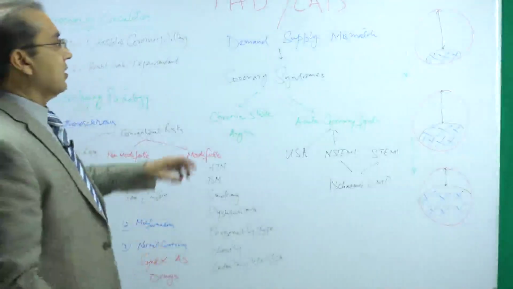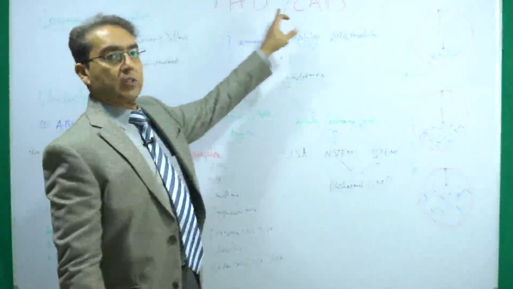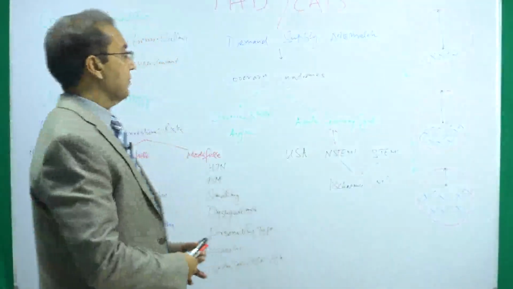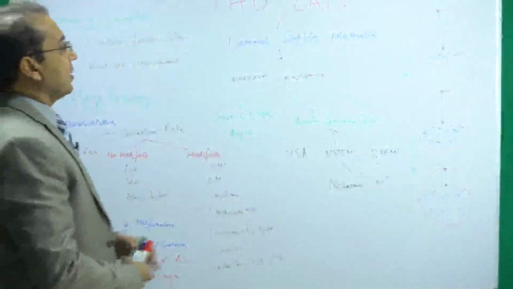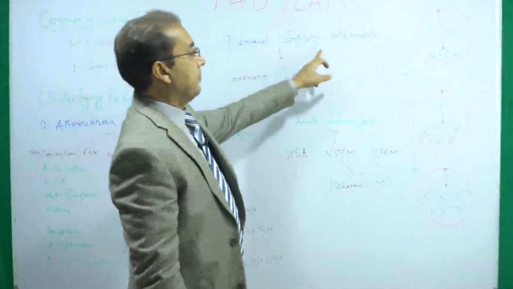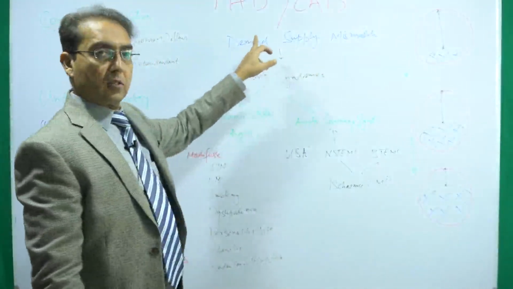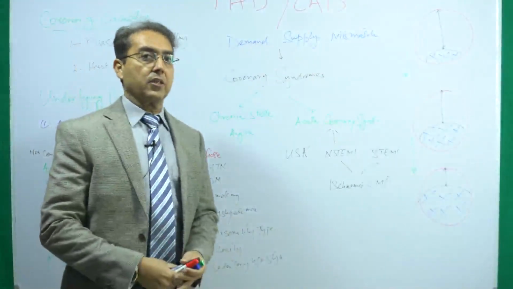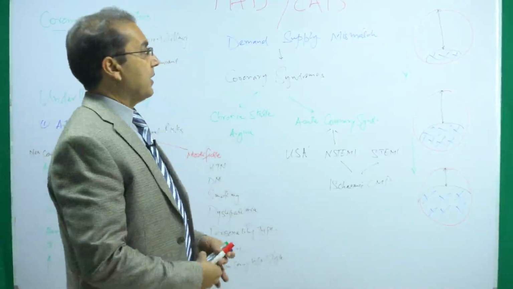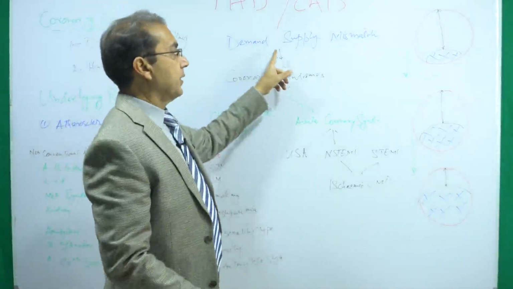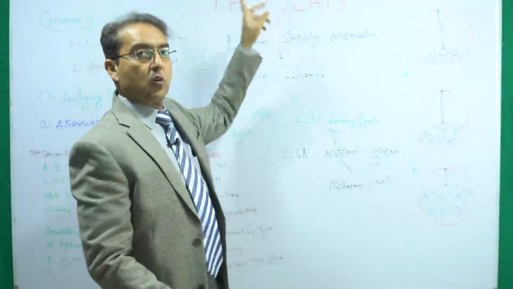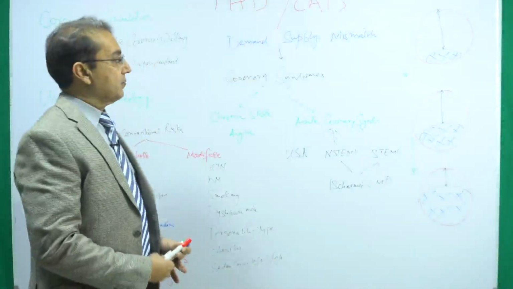Now today we are going to discuss ischemic heart disease, or what's called coronary artery disease. Basically, coronary artery disease is a demand and supply mismatch. When the myocardium's oxygen or nutrient demand starts increasing, if the blood supply does not match that demand, the patient starts having symptoms of what is called ischemic heart disease.